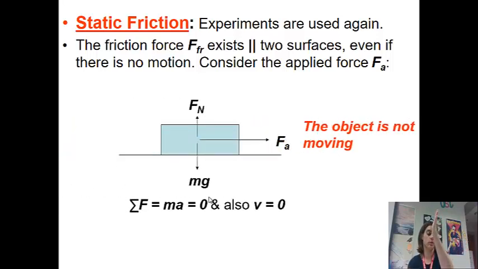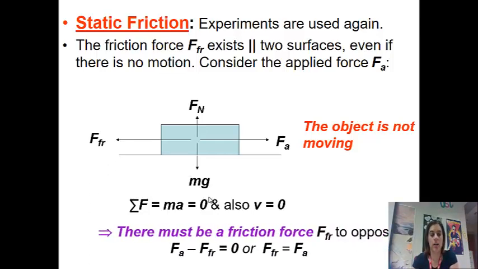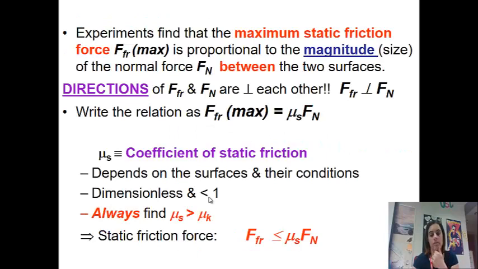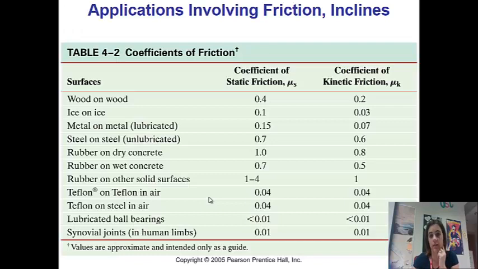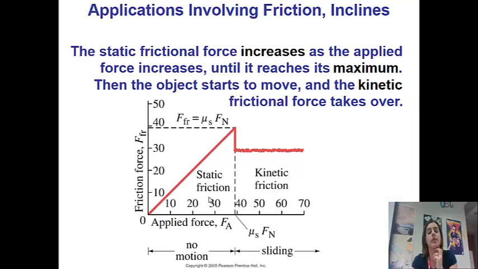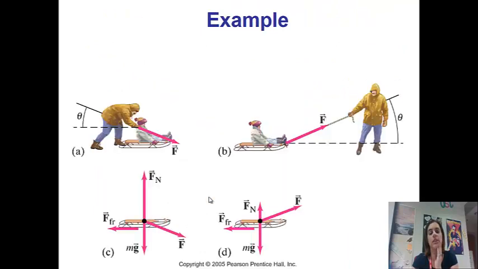So again, static friction builds up until you overcome it, and then you move into kinetic friction. Your force of kinetic friction is always going to be less than your force of static friction. And there's some of our experimentally found coefficients of friction. Okay? And a graph showing exactly what I've been describing. Okay? We've got some different examples here.